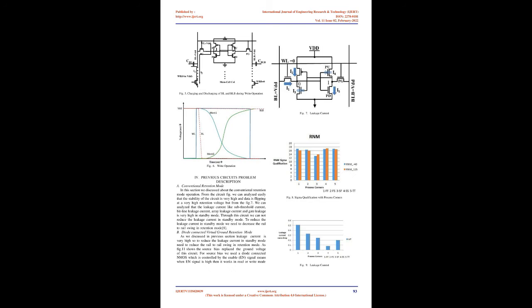Description. Conventional retention mode. In this section we discuss the conventional retention mode operation. From the circuit figure we can easily analyze that the stability of the circuit is very high and the data flips at a very high retention voltage. But from figure 7, we can see that the leakage current, like subthreshold current, bit line leakage current, array leakage current and gate leakage, is very high in standby mode. Through this circuit we cannot reduce the leakage current in standby mode. To reduce the leakage current in standby mode we need to decrease the rail-to-rail swing in retention mode.